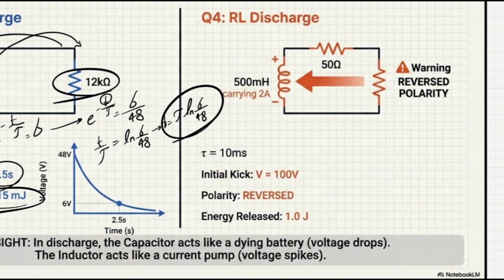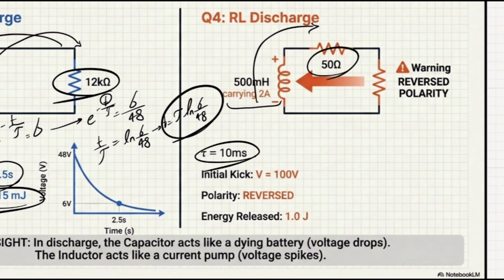On the other hand, we do have the inductor. So imagine at this point, I do have what? I do have my 500 millihenry, and this guy is carrying 2 amp at its maximum. I do have the 50 ohm, and I would like to see what would happen to the current. Again, remember that the direction of current would be flipped while it's discharging.